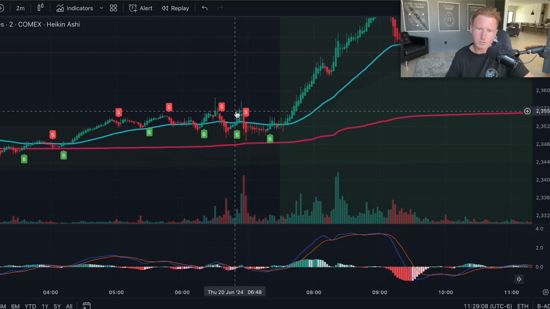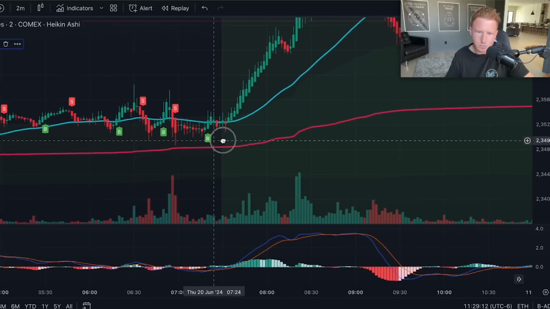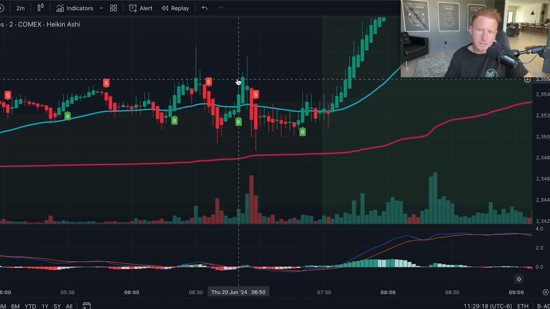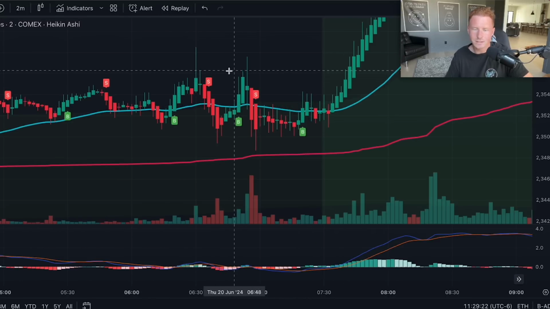Why did I not enter right here? Well, the main reason I didn't enter right here, let's just zoom into the chart, was because by the time this candle closed, we were already at this resistance area. So this is why, the third thing I look for is I want to make sure we have room to run.